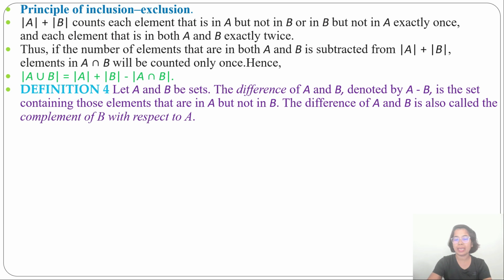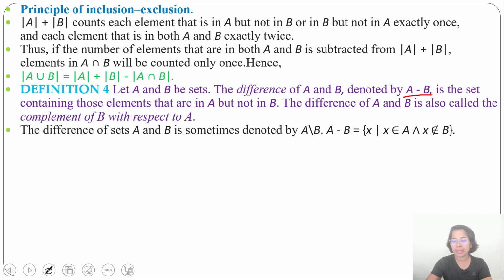Next set operation is difference. Definition 4: let A and B be two sets. The difference of A and B, denoted by A − B, is the set containing those elements that are in A but not in B. The difference of A and B is also called the complement of B with respect to A. So it can be represented by A \ B or A − B, which equals {x | x ∈ A and x ∉ B}.